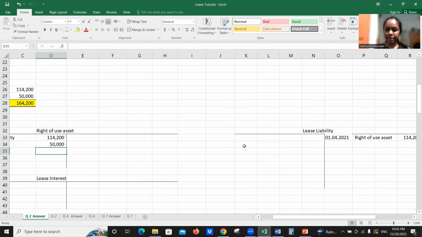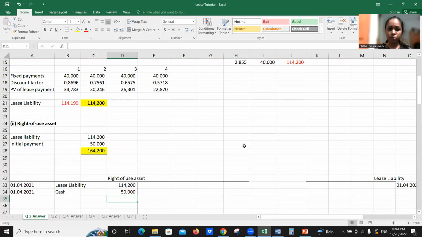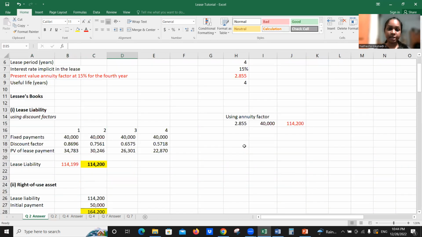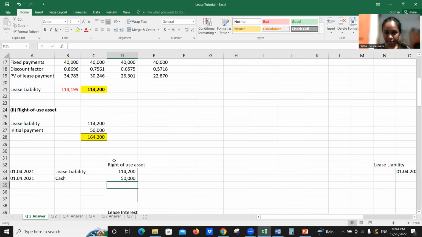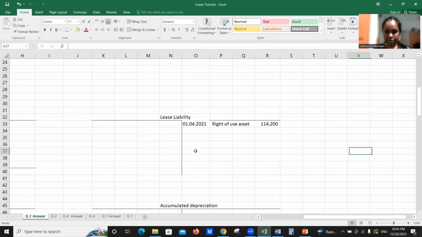Okay, so we have recognized the lease liability and we have recognized the right of use asset. That is done. Initially, we have covered that. Now we are talking about the first year. We are recording transactions for the first year, after 1 year. Initial recognition is done. Now, the things to do during the first year are to recognize the lease interest, and then to recognize the depreciation of the right of use asset. These are the two things you need to do.